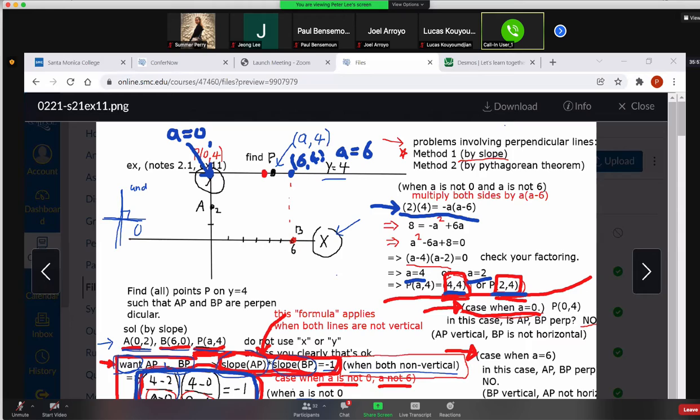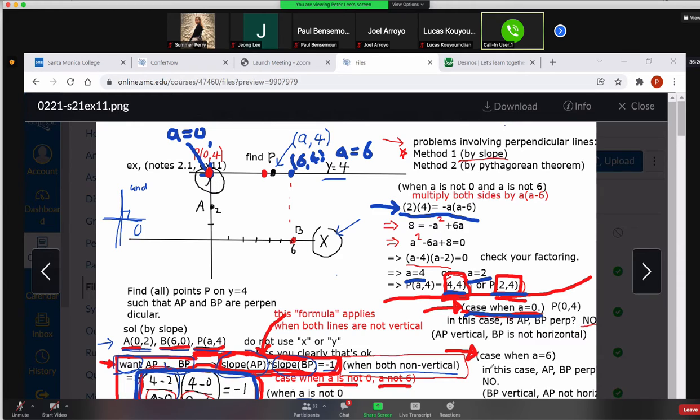Now done. And now what we have to do is consider the other cases. What happens if A is equal to 0? So now I wrote down case A equal to 0. When A is equal to 0, that means the point is right here.